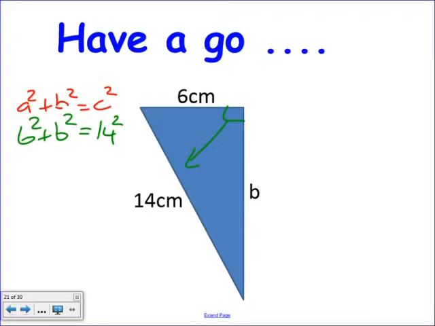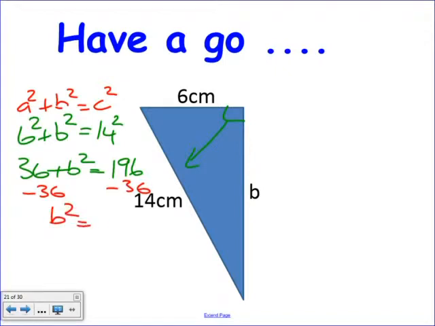So let's do the next stage. That's 36 plus B squared equals 196. So a bit of algebra to solve. Step one of the algebra: minus 36. Everyone see that? We take away 36 from both sides, and it gives me B squared is equal to 160. How do I get B on its own? Because I've got a B squared. Square root it. Both sides gives me B on its own is 12.6. Can we see what we did there?